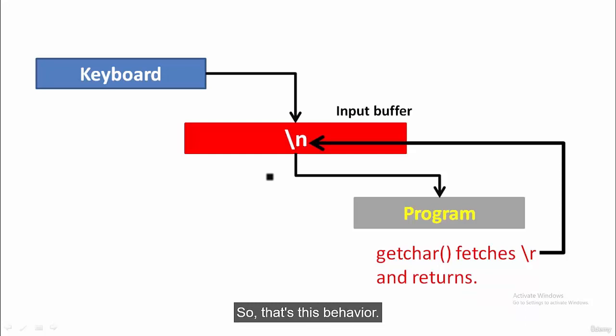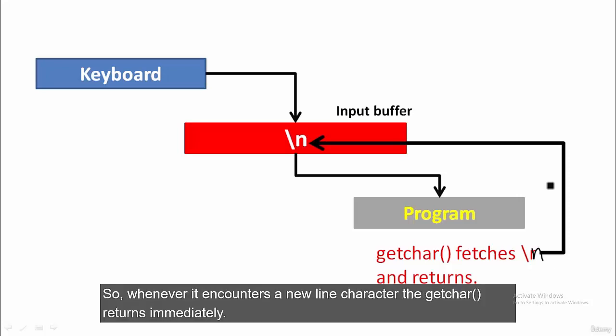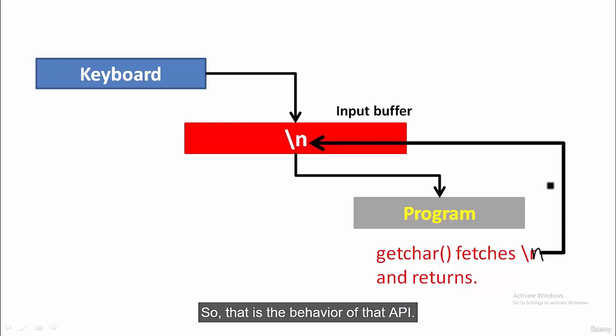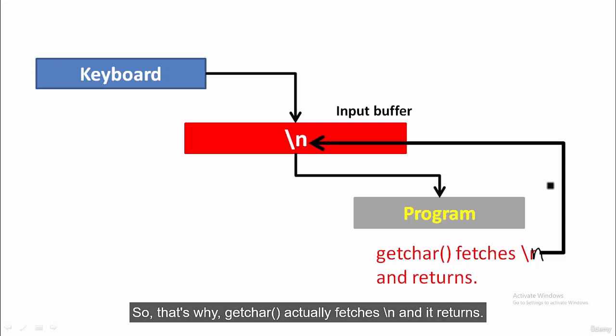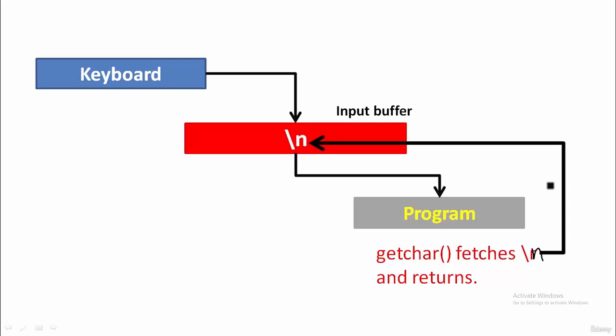That's its behavior. So that is actually \n. getChar fetches \n and it returns. That's the behavior of getChar. Whenever it encounters a newline character, getChar returns immediately. That is the behavior of that API. That's why getChar fetches \n and returns, and that's why our application didn't wait. It exited immediately. How to solve this issue?